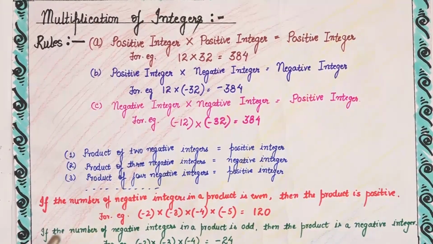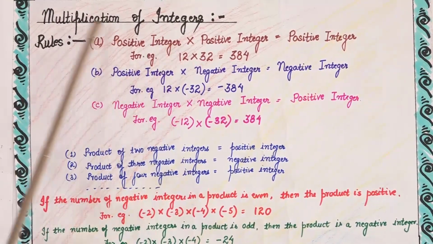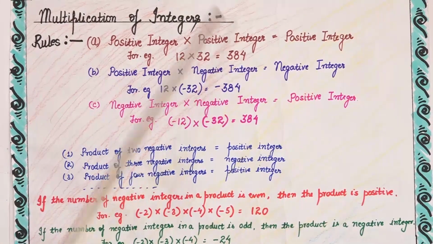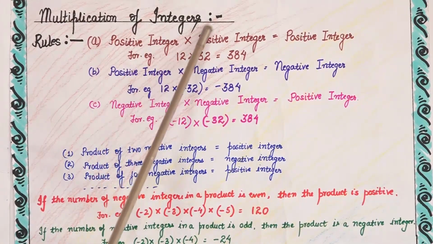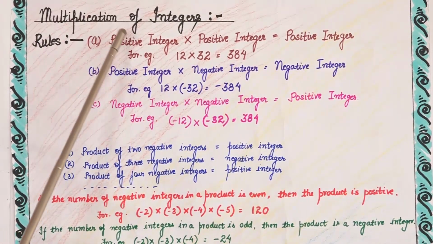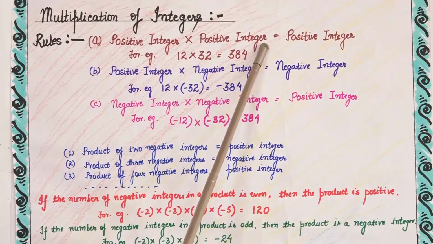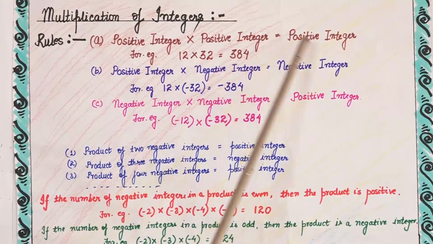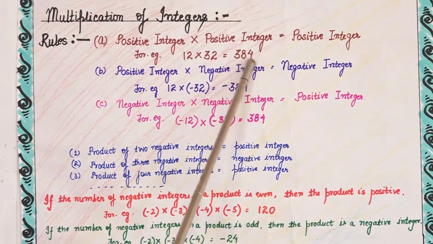In this module, we will learn about some rules, that is, how to multiply or how to divide integers. As you know, integers are the combination of positive numbers and negative numbers. Suppose we want to multiply two positive integers. As both of them are positive, in the answer we will get a positive integer.